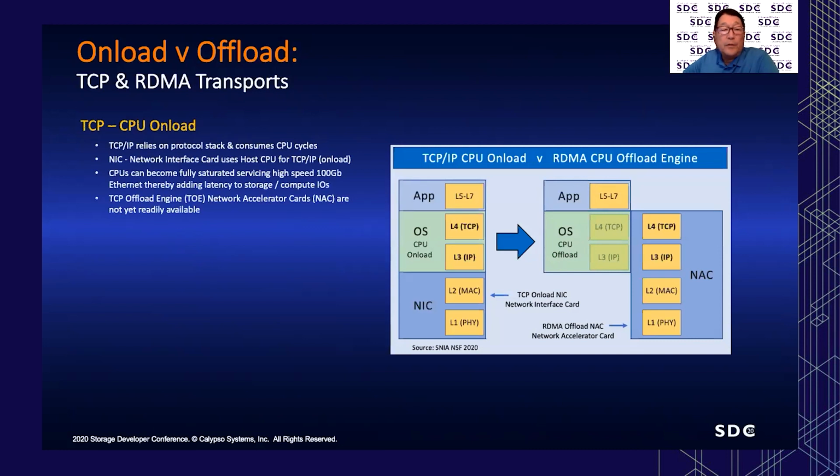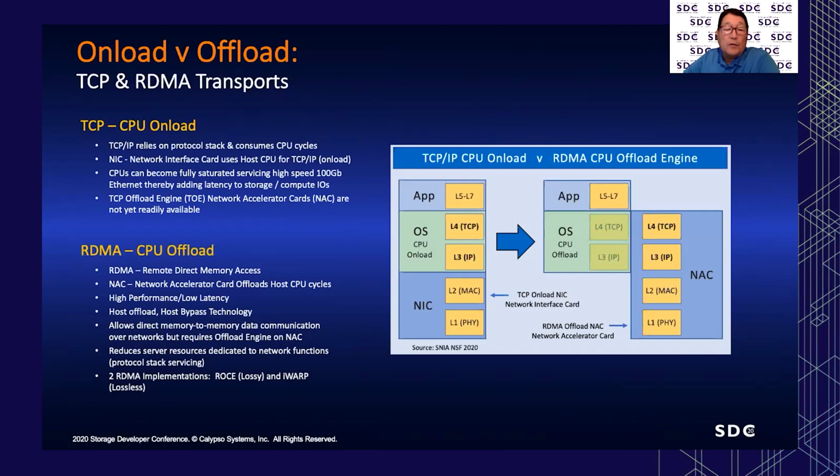For TCP CPU onload, the TCP IP relies on the protocol stack and consumes CPU cycles. The NIC uses the host CPU for TCP IP onload. CPUs can be fully saturated servicing high-speed 100 gigabit Ethernet, thereby adding latency to storage and compute IOs. TCP offload engines and network accelerator cards are not yet readily available for TCP.